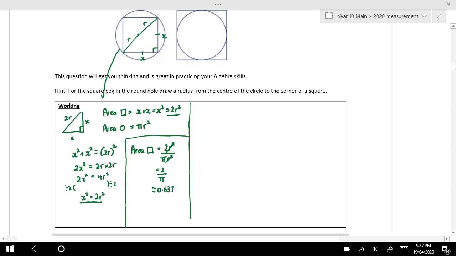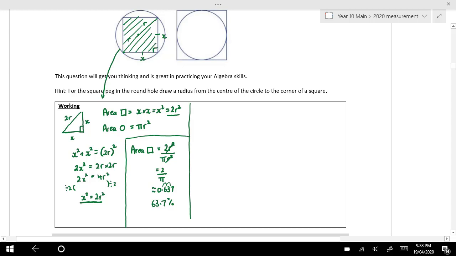Now, if we do that as a percentage, in other words, if I times that by 100, then that's going to be 63.7%. So what that means is that if I fit a perfect square inside a perfect circle, then this area here is going to be 63.7% of the total area of the circle.